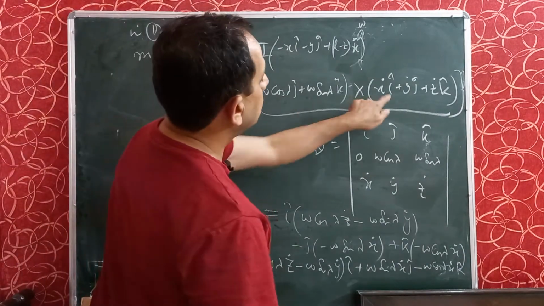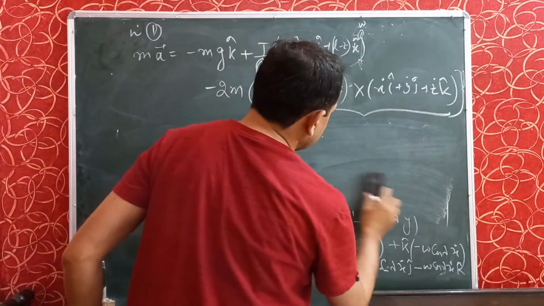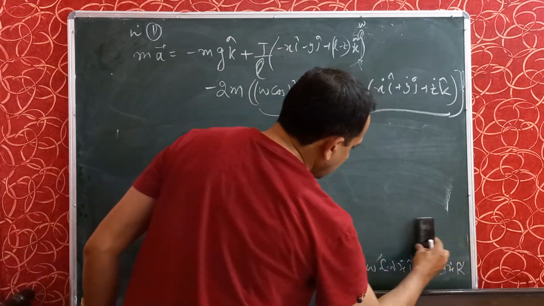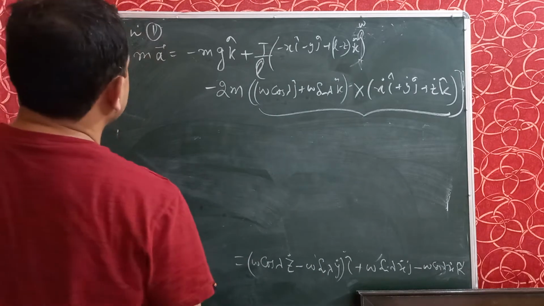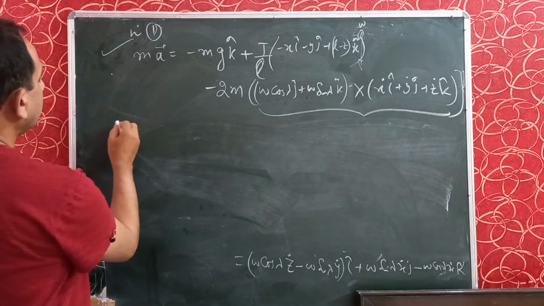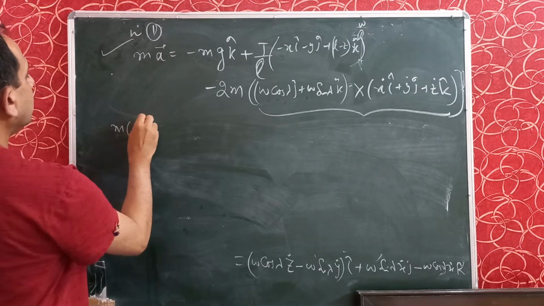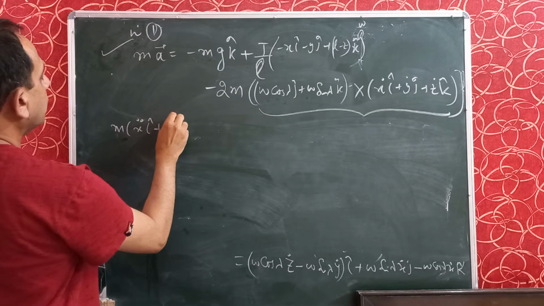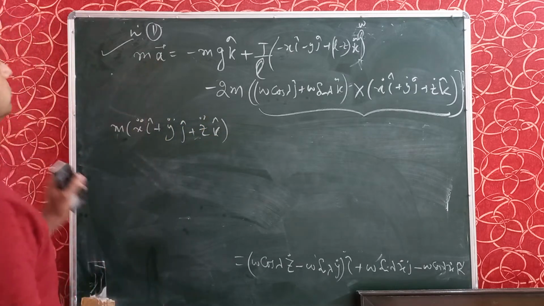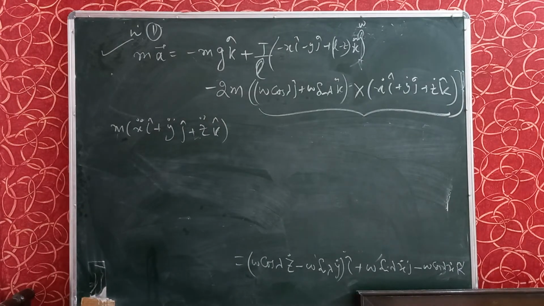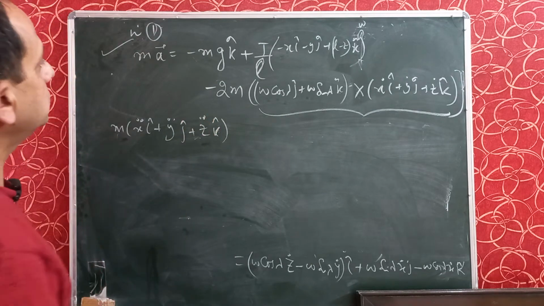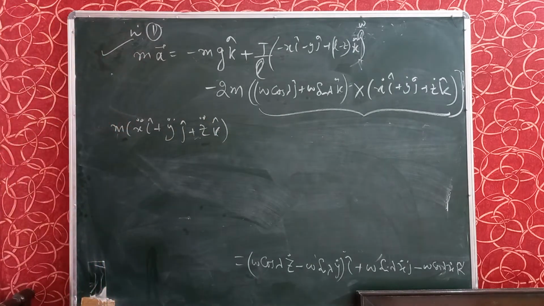So this value is put here. So on putting all these values in our standard equation, you will get this m a. This m a may be written as m into x double dot i plus y double dot j plus z double dot k, because a is in the general form. The general form is x double dot, y double dot, z double dot k. We do not have the specific value of a.